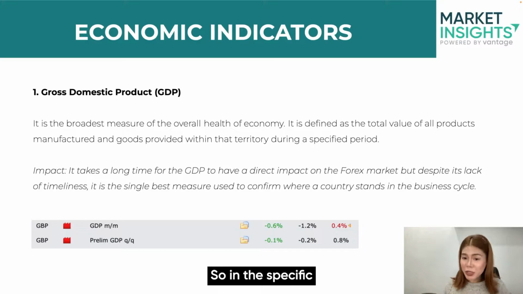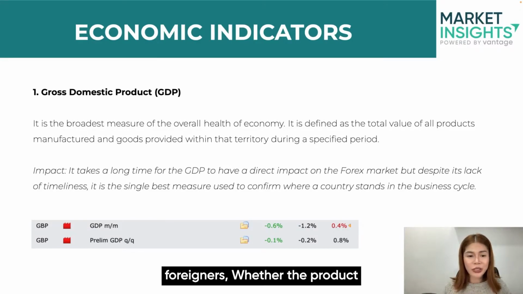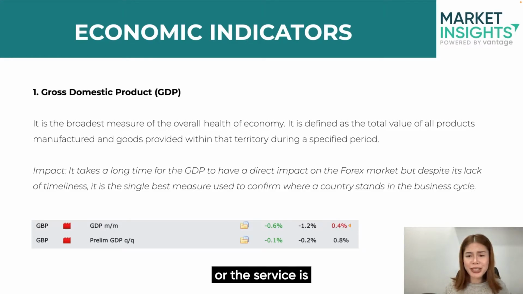So in a specific country, there are two types of people: the locals and foreigners. Whether the product or the service is provided by a local or a foreigner, as long as it is done within the country, that is gross domestic product.